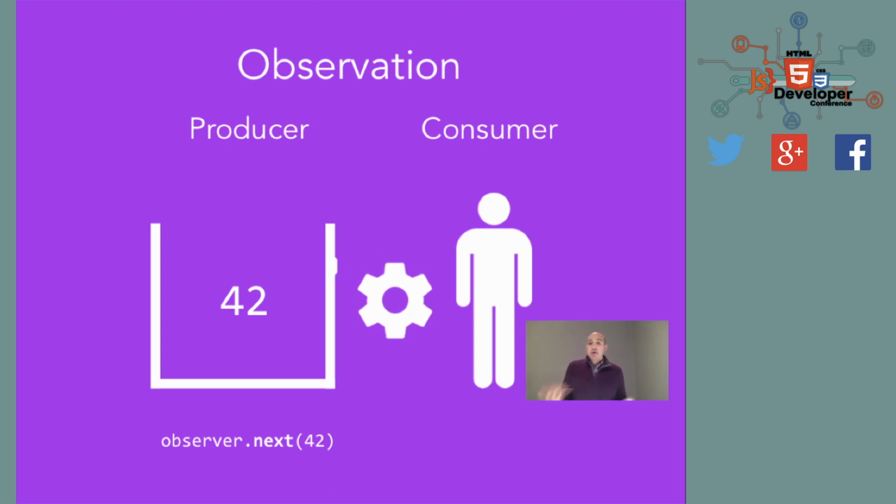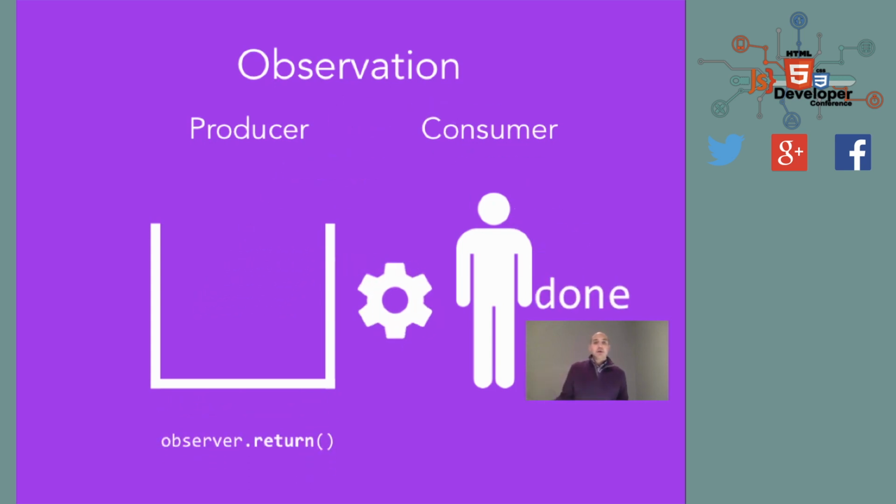Observation and iteration are not really that different. They're both ways for a consumer to get values from a producer, one item at a time. The only difference is which party is in control. In iteration, the consumer's in control and is pulling values out, but in observation, the producer's in control. It decides when the next value is pushed. Think about events, for example. You hand a callback to an event, and it decides when you get the next value, not you.